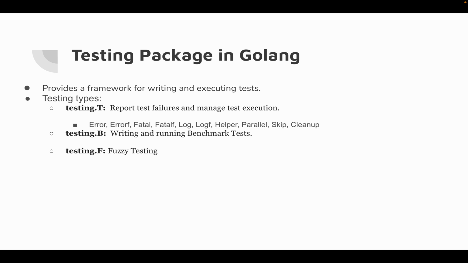And the last testing type is testing.F. This testing type is used for fuzz testing. In fuzz testing, what we do is we use some random input, call our function and pass that input into it, and check whether there are some errors or not. This technique is used for discovering bugs or edge cases.